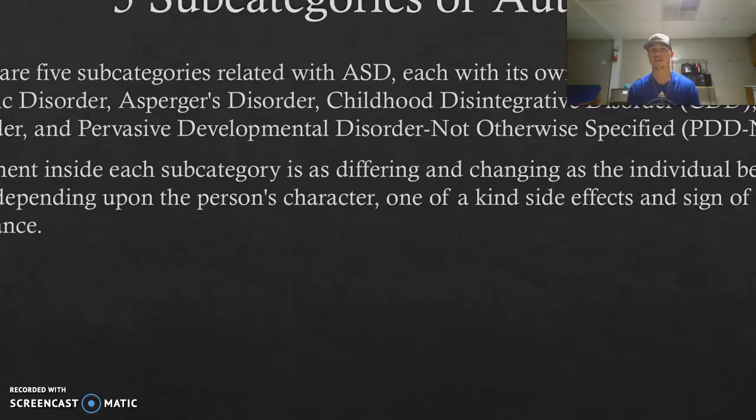There are 5 subcategories of autism. These subcategories are autistic disorder, Asperger's disorder, childhood disintegrative disorder, Rett's disorder, and pervasive developmental disorder not otherwise specified. Treatment inside each subcategory is as differing and changing as the individual being dealt with, depending upon the person's character, one-of-a-kind side effects, and sign of mental imbalance.